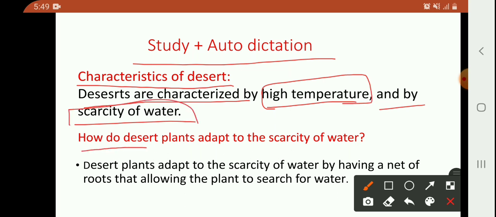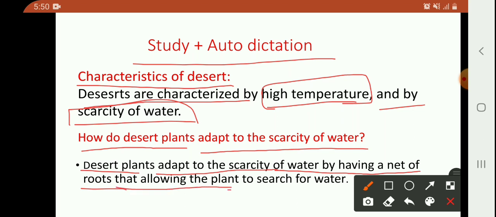How do desert plants adapt to the scarcity of water? كيف الديزرت plant تتأقلم أو تتكيف مع نقص بالماء؟ Desert plants adapt to the scarcity of water by having a net of roots, تكون عندها شبكة من الروتس, allowing the plant to search for water, تسمح للنباتات لتبحث عن ماء.